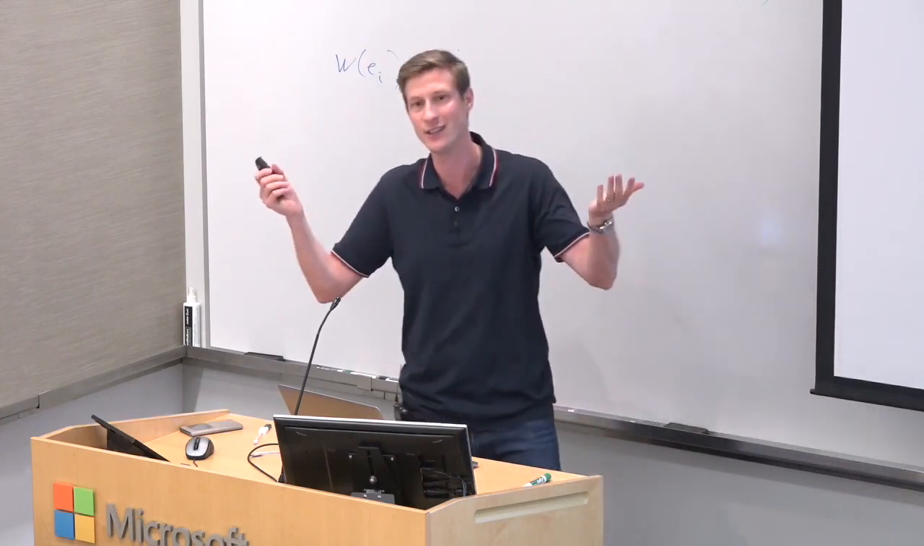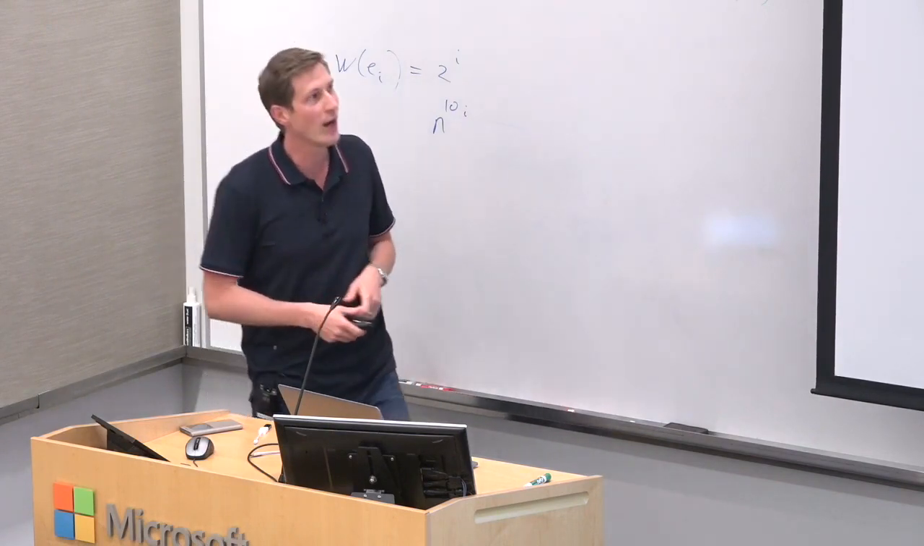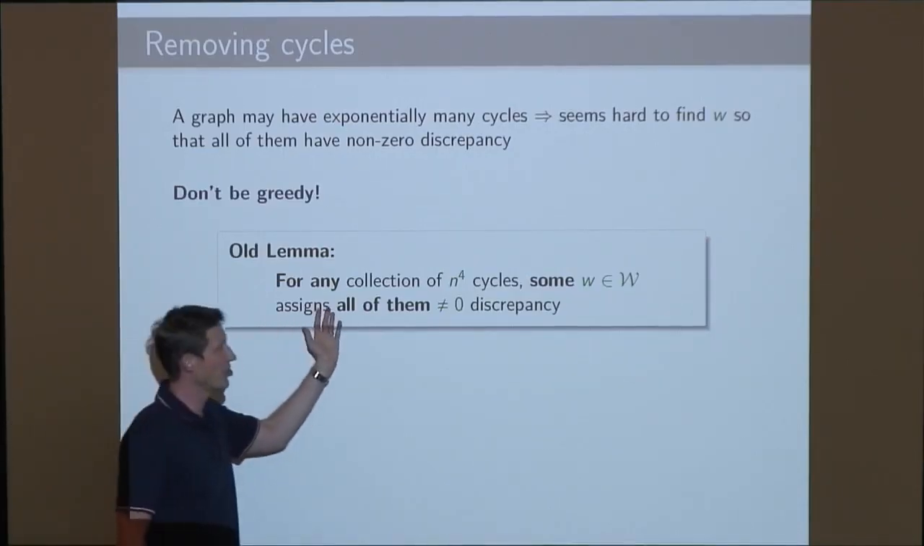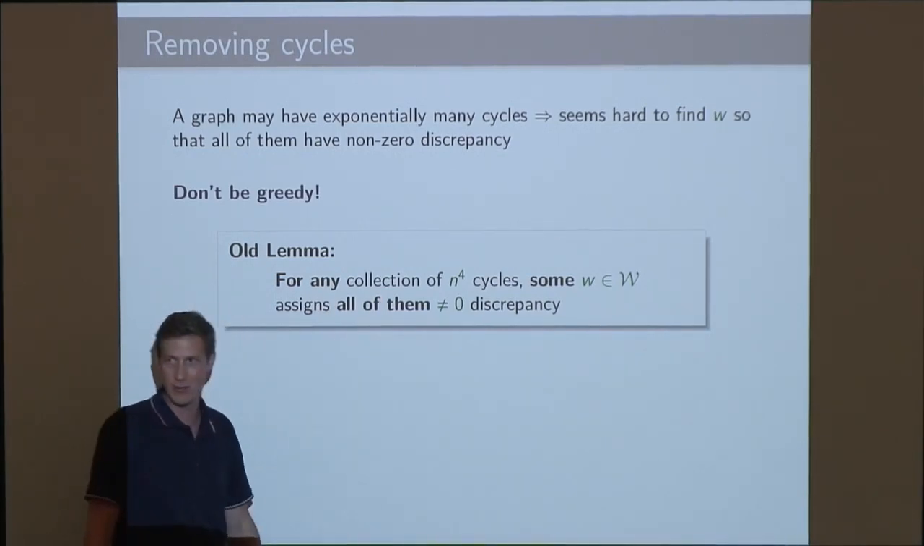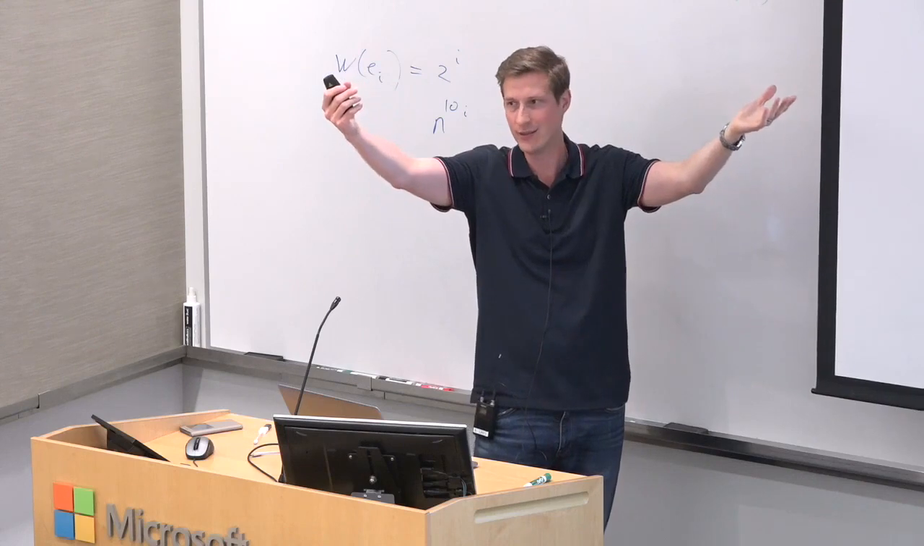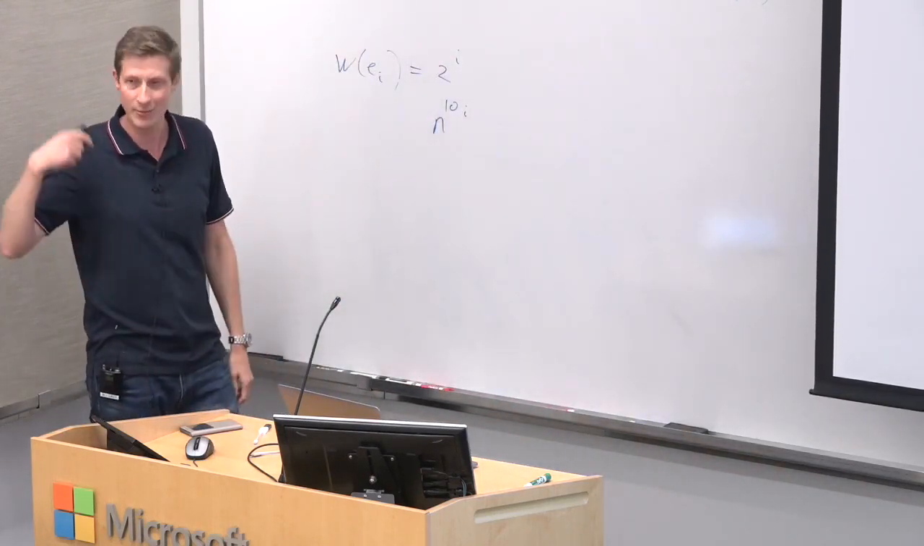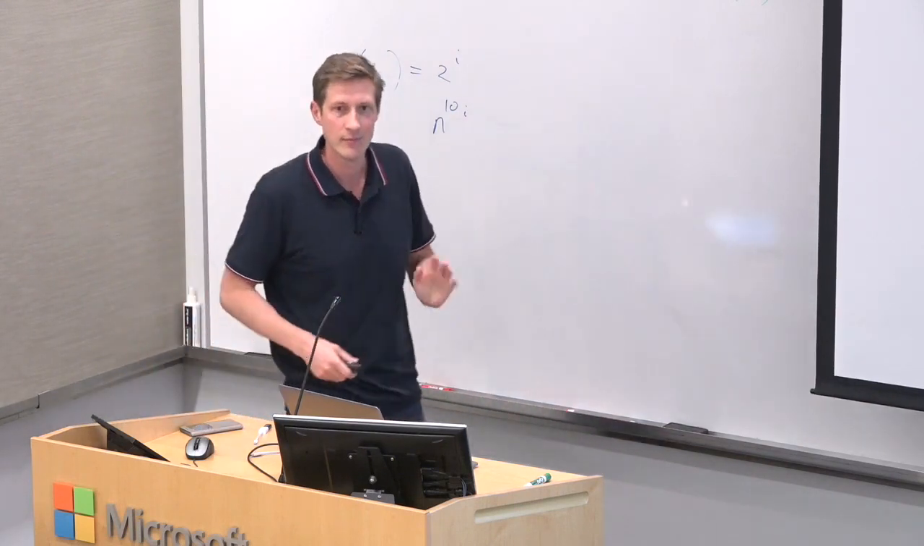Give me any collection of polynomially many cycles, let's say n to the power 4 many cycles. One of these weight functions will assign all of them non-zero discrepancy. So you give me n to the power 4 cycles, and one of the weight functions from this family will assign them all non-zero discrepancy.